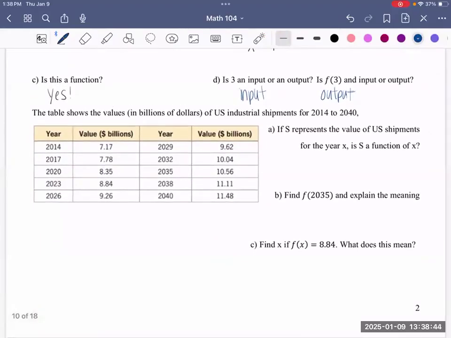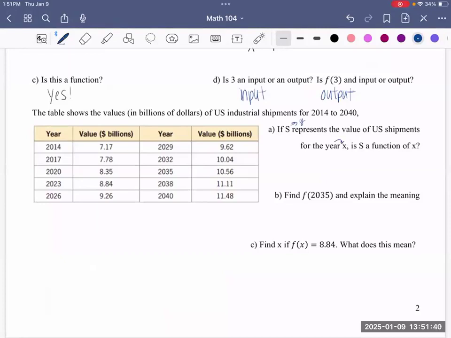Now let's give it a little bit of context. The table shows the values in billions of dollars of U.S. industrial shipments from 2024 to 2040. So A says if S represents the value of U.S. shipments, so S is going to signify our Y values, and X is a year, or years is for X. Is S a function of X?